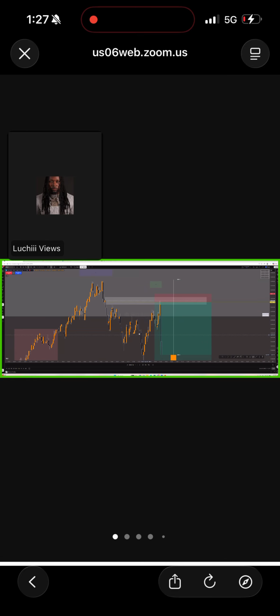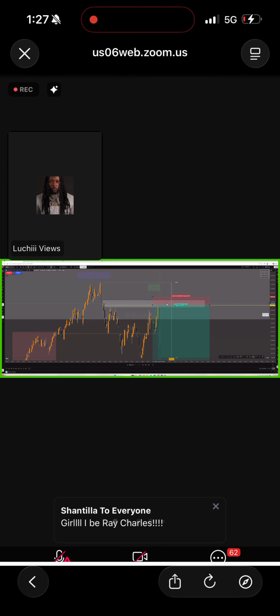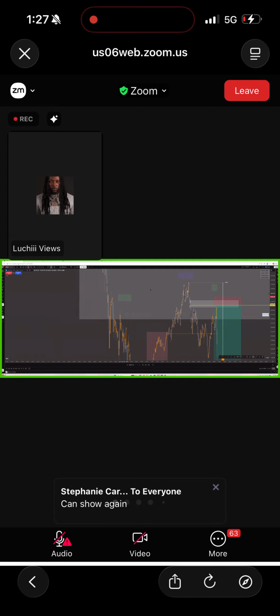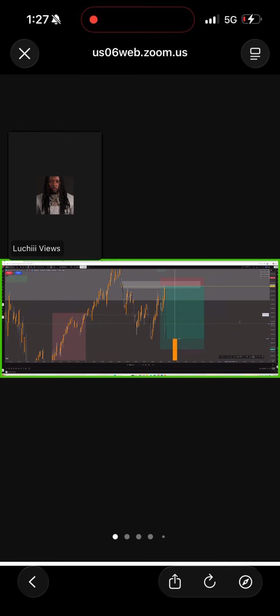I had two key areas marked out. I had this order block, and then I had this 5 minute order block marked out this morning. I wanted to see price either tap this area and shoot down, or tap this area and shoot down, right? Why? Because there was inducement. But yeah, that's the simple reason of why I did it.